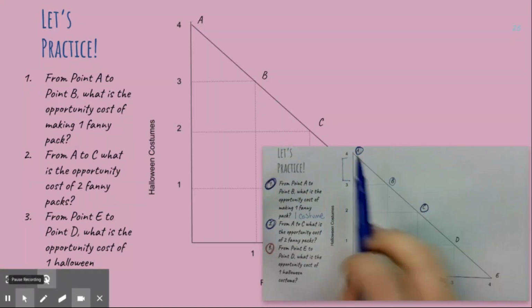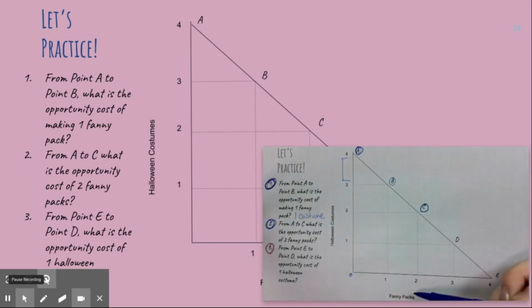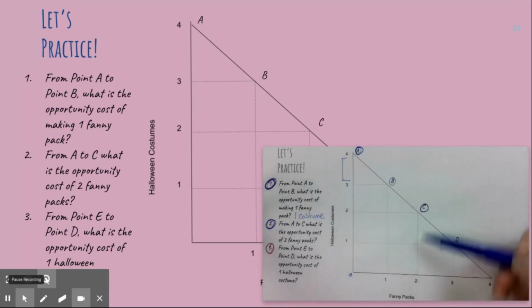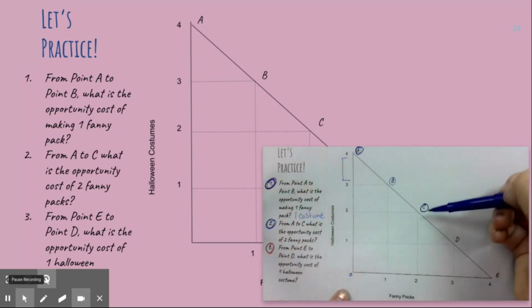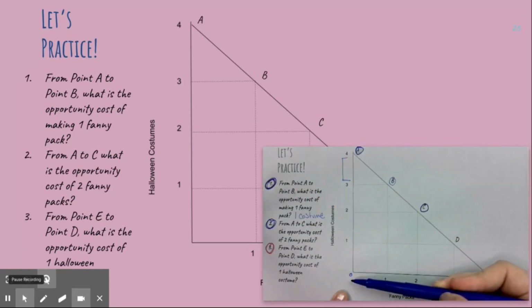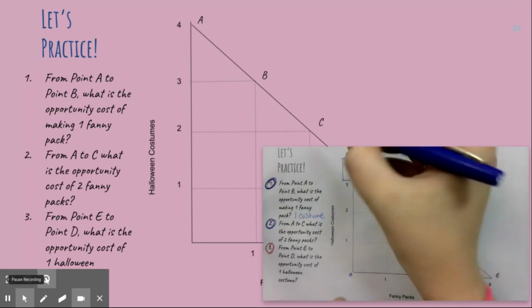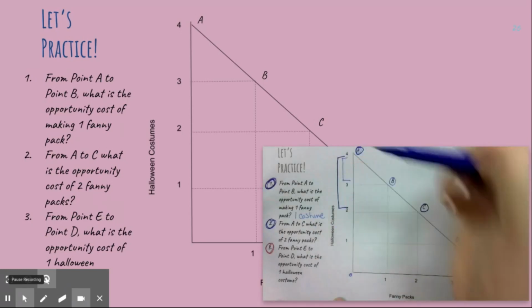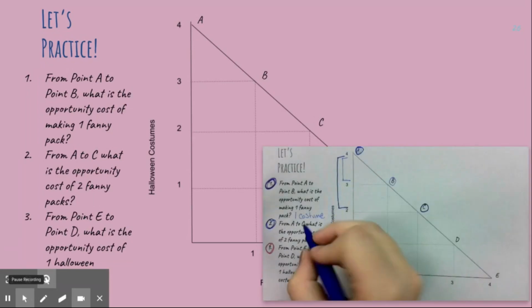So what is the opportunity cost if I suddenly am making 4 Halloween costumes and 0 fanny packs to point C, where I'm making 2 fanny packs? How many Halloween costumes did I have to give up because I don't have enough resources? Let's see. A to C. We start out making 4 Halloween costumes and 0 fanny packs. All of a sudden, we move to 2 Halloween costumes and 2 fanny packs. So from 4 down to 2, what have we lost? We lost 4 minus 2 is 2 Halloween costumes.